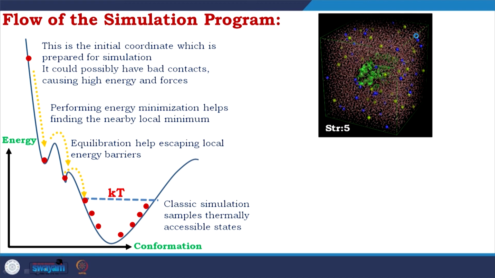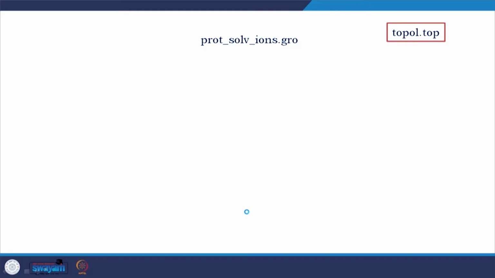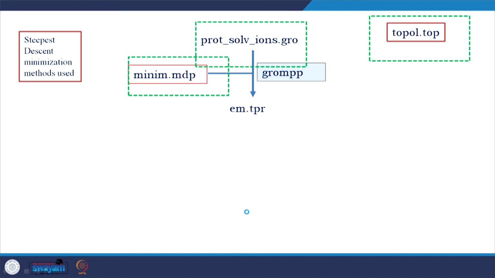So, these are mostly globally minimized, we could see the movements and all, but one thing you have to understand here, I say classical simulation. Why? I will talk about it in the last class of this module. So, with protein_solv_ions.gro, we have taken these three. If you remember, it is a similar process: the minim.mdp, the .gro and the .top file are converted to .tpr using the command grompp.